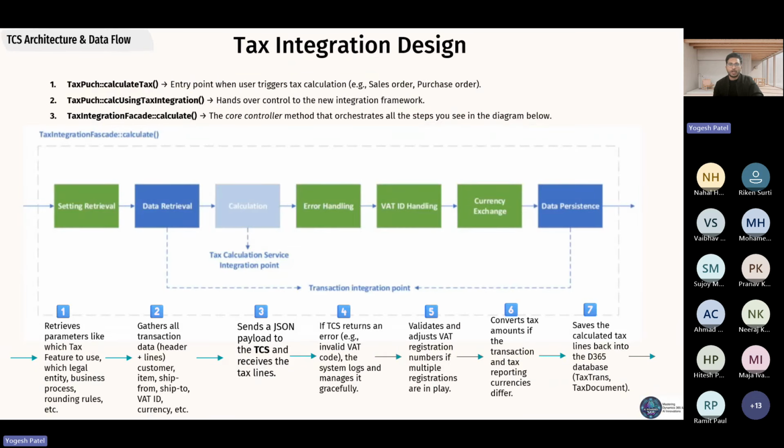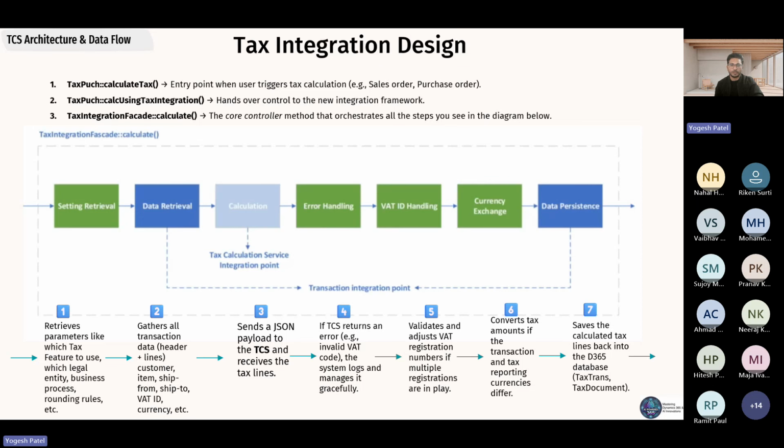This slide shows how the tax calculation service integrates inside Dynamics. So it all starts with the trigger tax calculation. It calls the method tax purge calculate tax, which passes control to the integration layer. Then the tax integration packet calculate method orchestrates the entire flow you see here. So here is how it basically happens step by step.